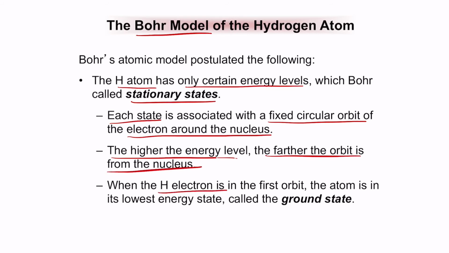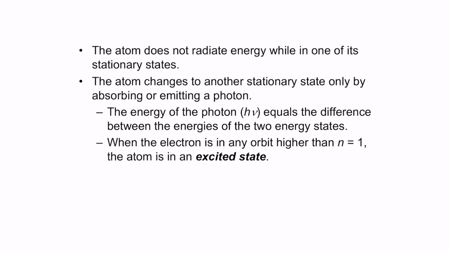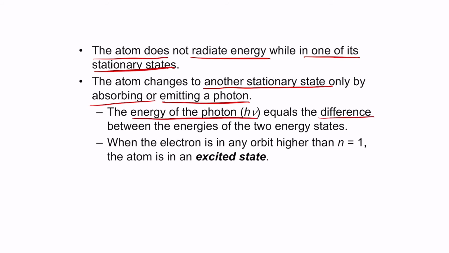Now, when the hydrogen electron is in the first orbit, the atom is in its lowest energy state. The atom that is in the lowest energy state is called the ground state. The atom does not radiate energy while in one of its stationary states. What will happen is that when it changes from one state to another, it does so by absorbing or emitting a photon. The energy of the photon equals the difference between the energies of the two energy states. So when it goes from a lower energy to a higher energy, it absorbs energy. When it comes back from a higher energy to a lower energy, it releases energy.